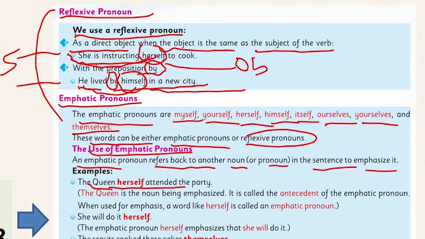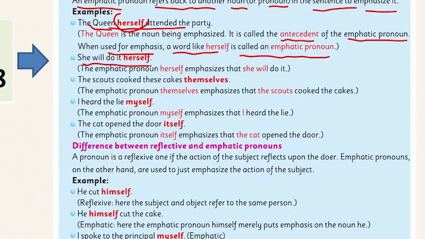The queen here is the subject, and she herself attended the party. Herself is an emphatic pronoun here. The queen is the noun being emphasized. It is called the antecedent of the emphatic pronoun. We have discussed the antecedent in our previous lesson. When used for emphasis, a word like herself is called an emphatic pronoun. She will do it herself.